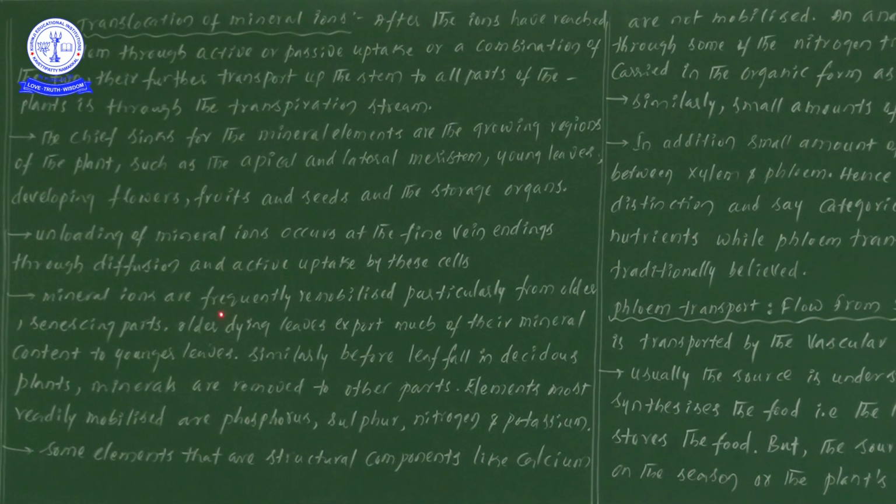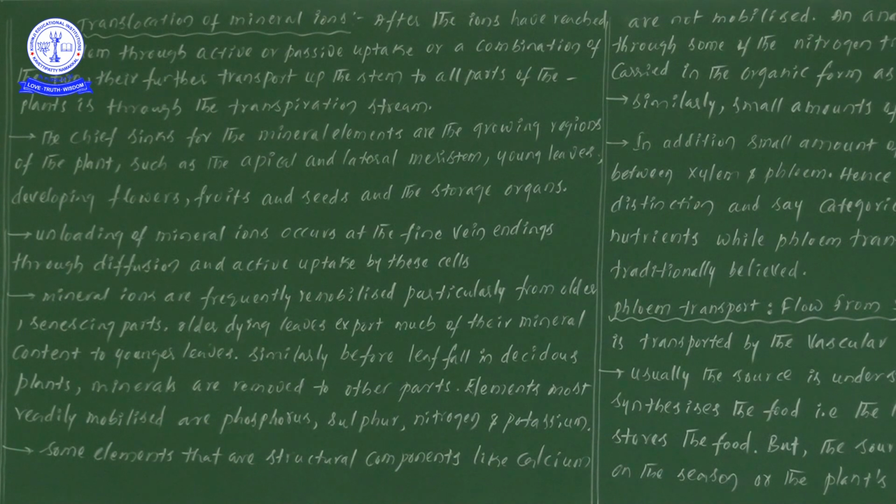Okay, next one, mineral ions are frequently remobilized. This particular point is also important. Mineral ions are frequently remobilized, particularly from the older regions or senescing parts, and older dying leaves export much of their mineral contents to the young leaves. So the minerals which are there in the plant all the time move from one place to another place.